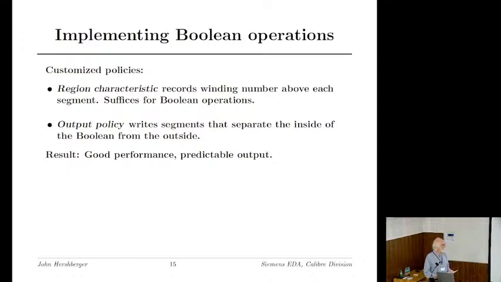And then the output policy is going to identify edges that belong to the result of the Boolean operation. So for example, for an OR operation, if the winding number is greater than 0, then you're inside the result. If the winding number is 0, you're outside the result, and edges on the boundary between those need to be sent to the output. So that was the general shape of the implementation, and the result was good performance and predictable output.